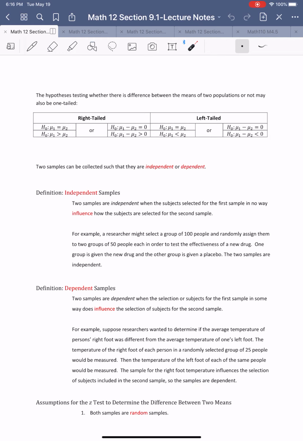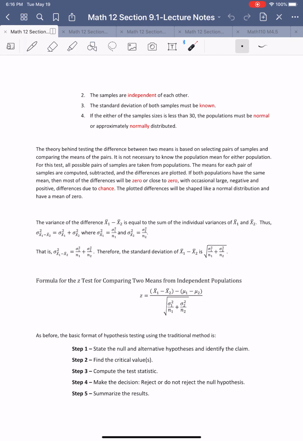Sorry. The assumptions for the z-test to determine the difference between two means. Number one, both samples are random samples. The samples must be independent of each other. The standard deviations of both populations must be known. And if either sample size is less than 30, the population must be normally or approximately normally distributed.